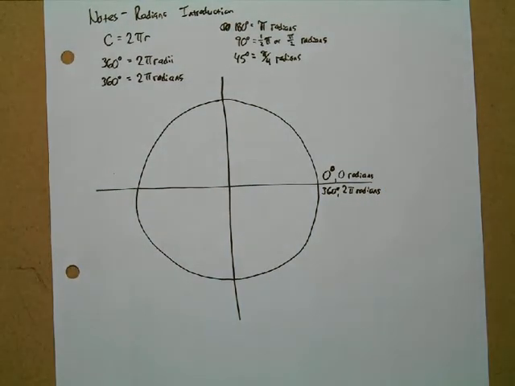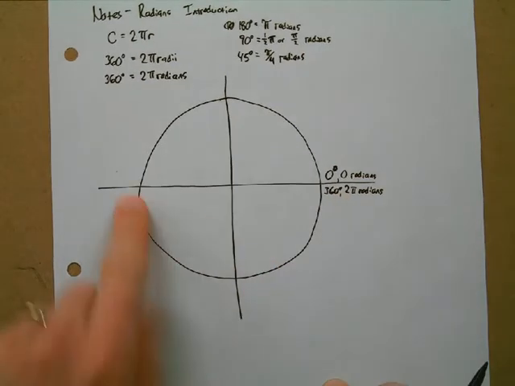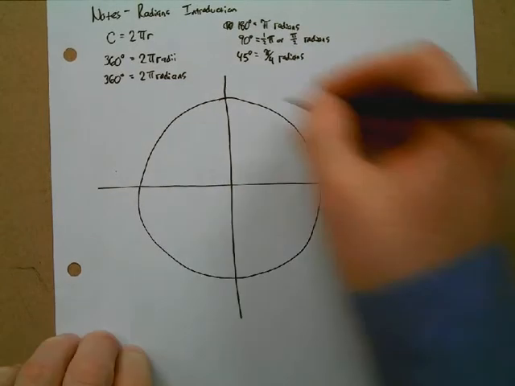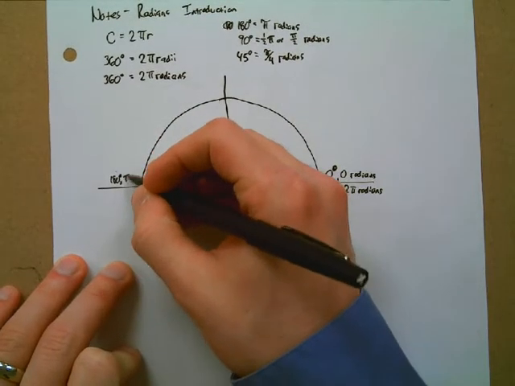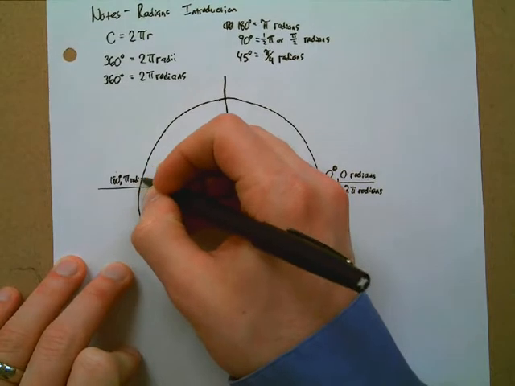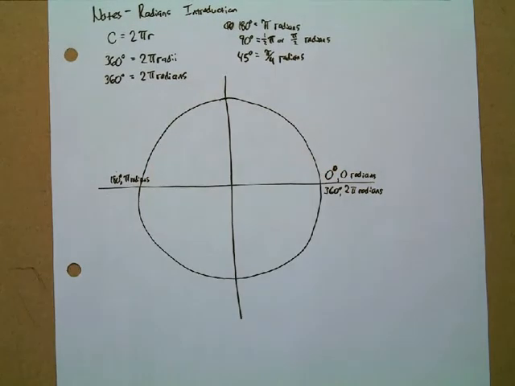And then halfway around, instead of going the whole way around, that was 180 degrees, or just pi radians. That's halfway around the circle. And we also talked about half of the halfway, which would be right here. We know that's 90 degrees, or pi over 2 radians.